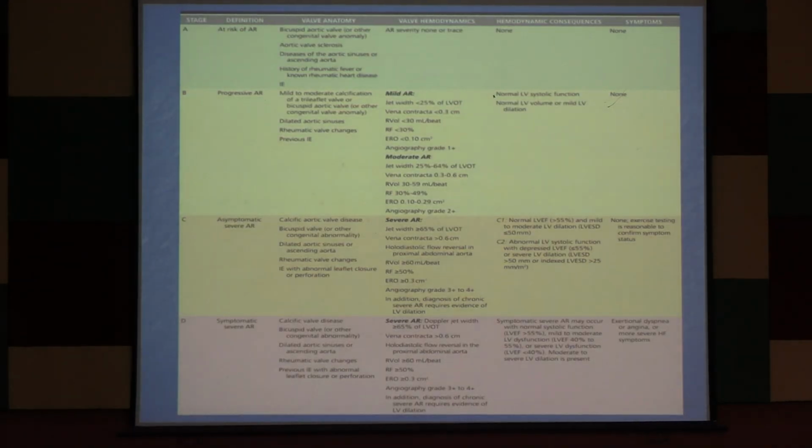Again, the stages: A, B, C, D. A at risk, B progressive, C asymptomatic severe, D symptomatic severe. আবার কি valve anatomy, morphology, valve hemodynamics, hemodynamic consequences and symptoms.